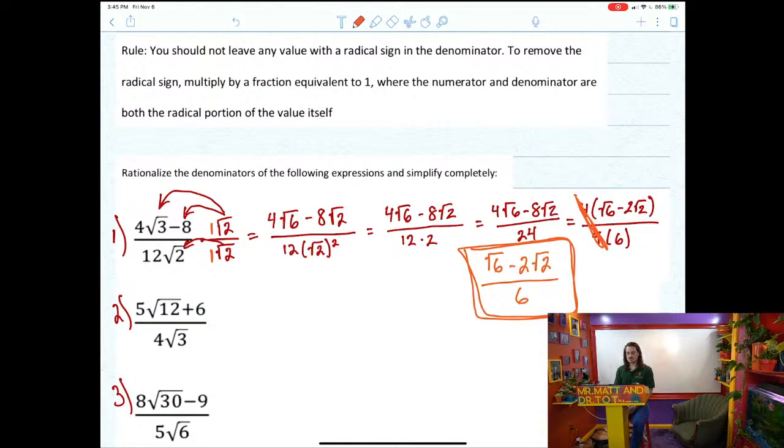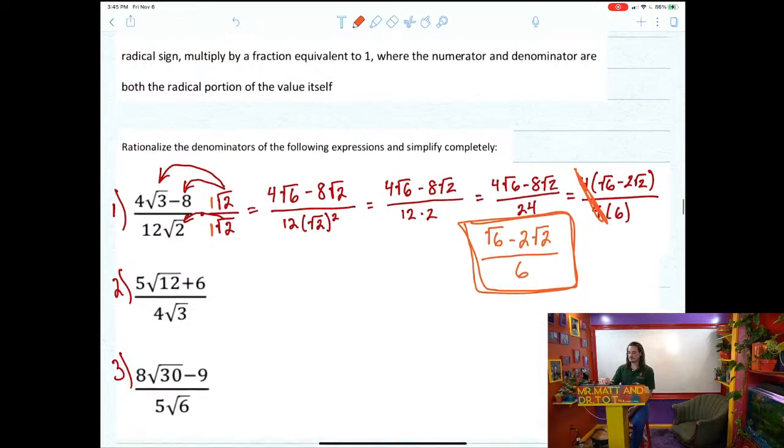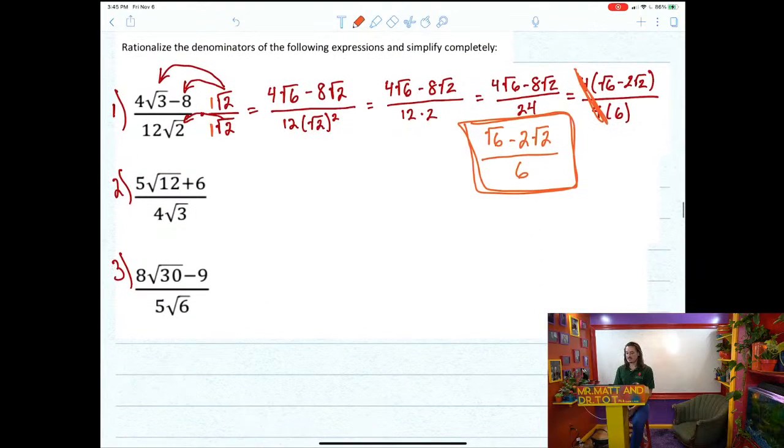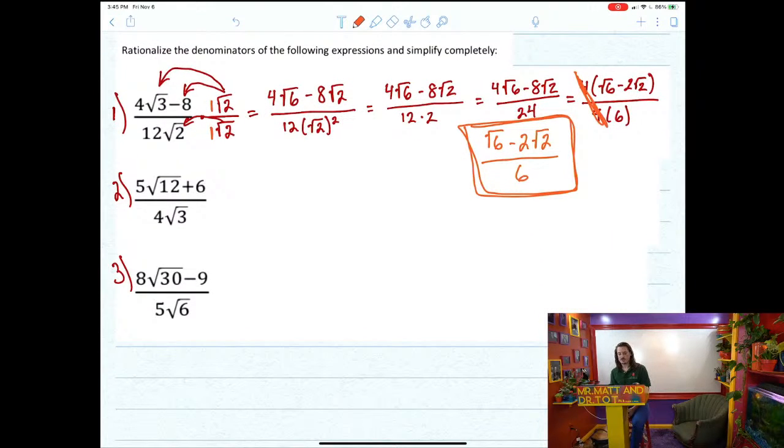If there are any questions, then please let me know. I'll leave that there. Otherwise, I'm going to give you 5 minutes. I'd like you to look at questions 2 and 3, please.